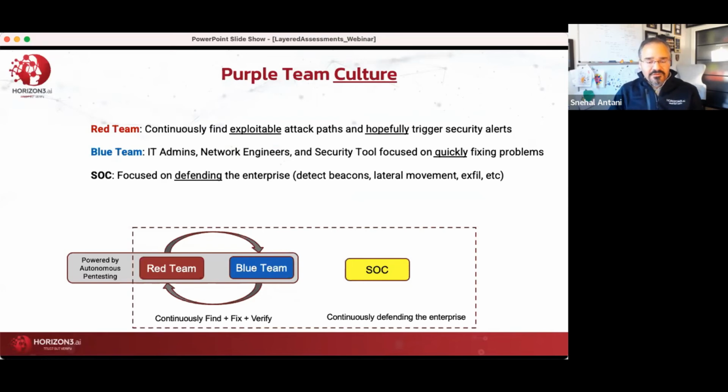the number one priority of the SOC is to defend the enterprise. Their job is to detect beacons, stifle lateral movement, stifle exfil, and so on. And so as you organize your security team, the SOC is all about reaction time, and the red and blue teams are all about systems hardening proactively. And what you end up seeing, back to that manufacturing customer, is the role that autonomous pen testing plays in enabling the red and blue team to work together.